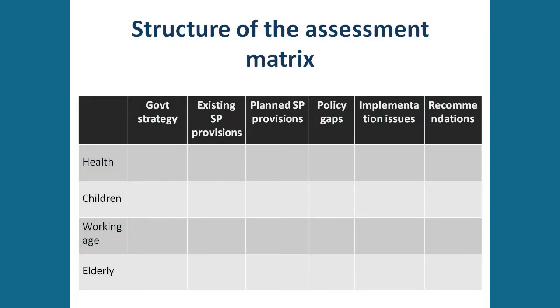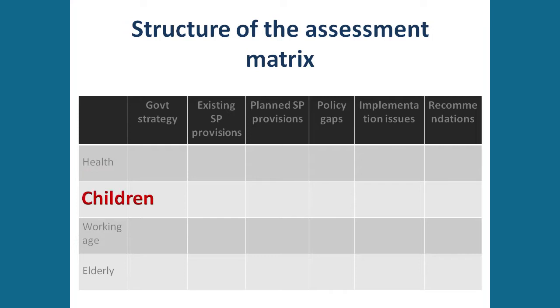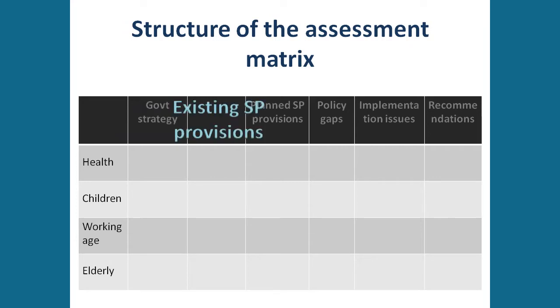The assessment matrix looks like this. It covers the 4 SPF guarantees: health, children, working age population, and elderly. The first column is to write down the government strategy. This is the vision or plan to extend social protection in the country. The next 2 columns are for listing the existing provisions and then the planned programs and services for the country.